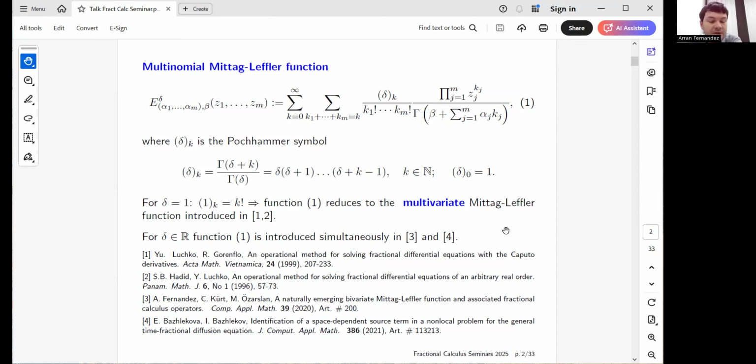Also, paper number 3 is only the bivariate case. So it's basically the case m equals 2 of your function, a particular case, but thank you for mentioning it anyway. The idea is the same.